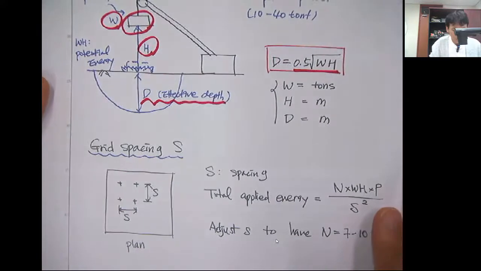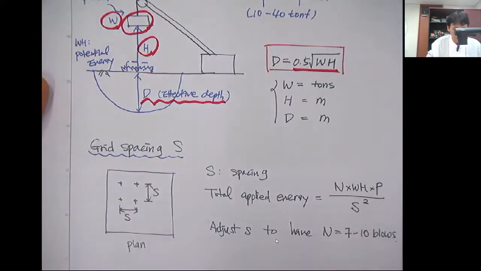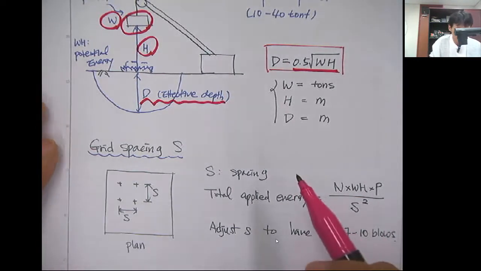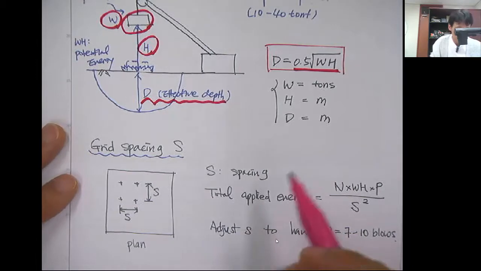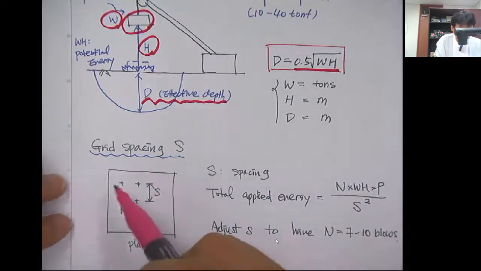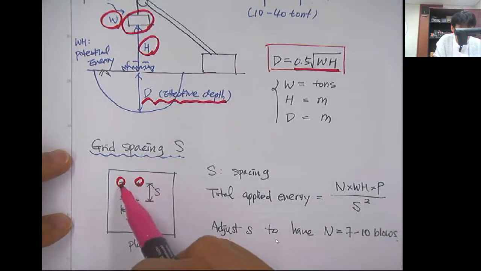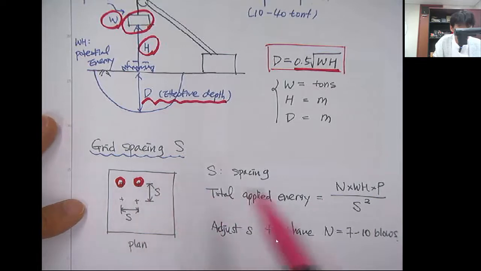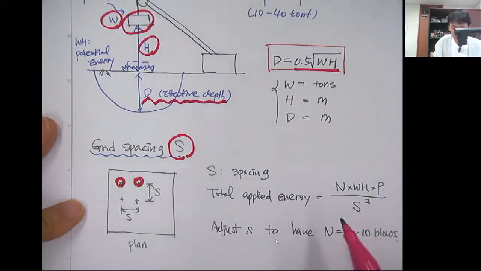In DCC, the deep dynamic compaction, you drop the weight in regular spacing. So it's called a grid pattern, and there's a spacing between the dropped points. If your weight is dropped here, from center to center, the interval or the spacing is called the grid spacing, and it's called S.